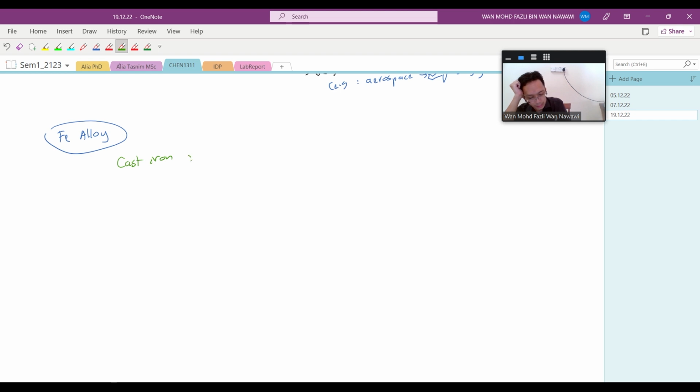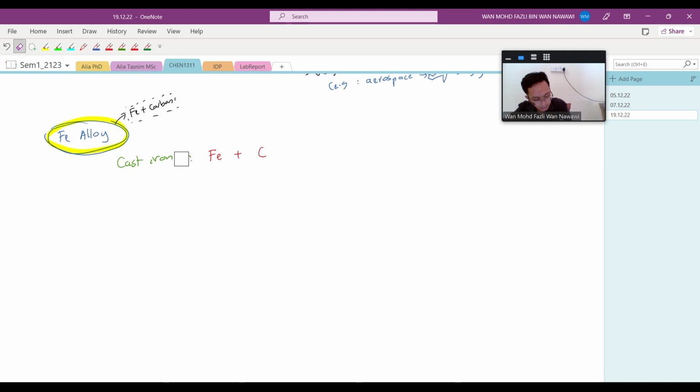So what does it mean by cast iron? Basically, you have ferrum plus carbon. A ferrous alloy is basically ferrum plus carbon. They use carbon as the impurity. So cast iron is a ferrous alloy.